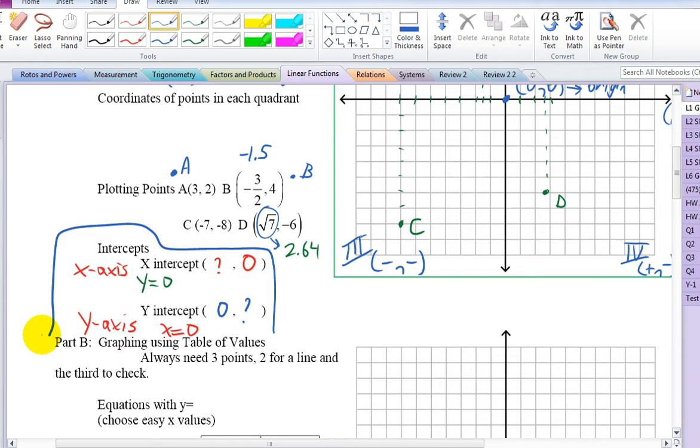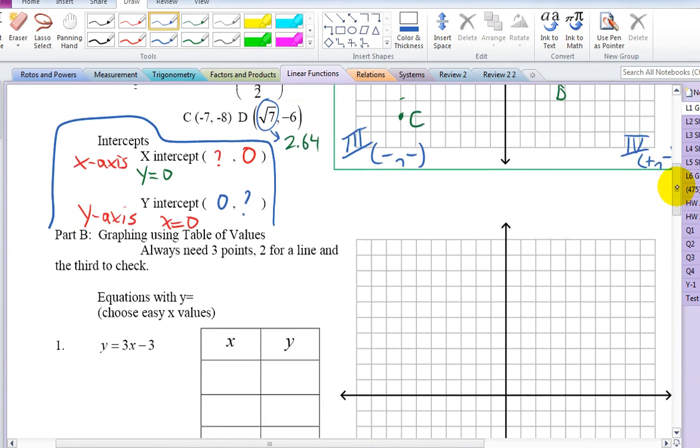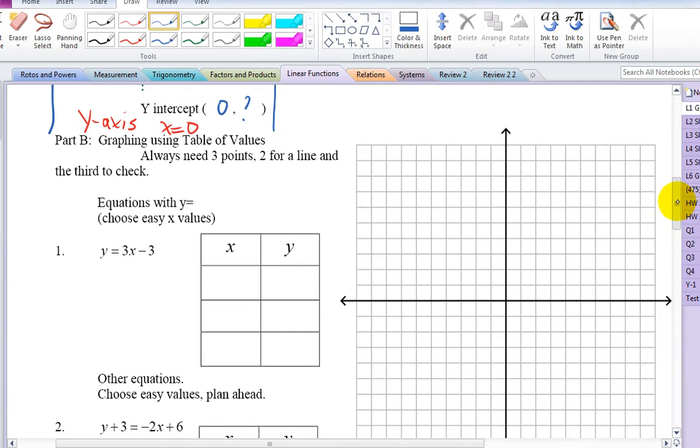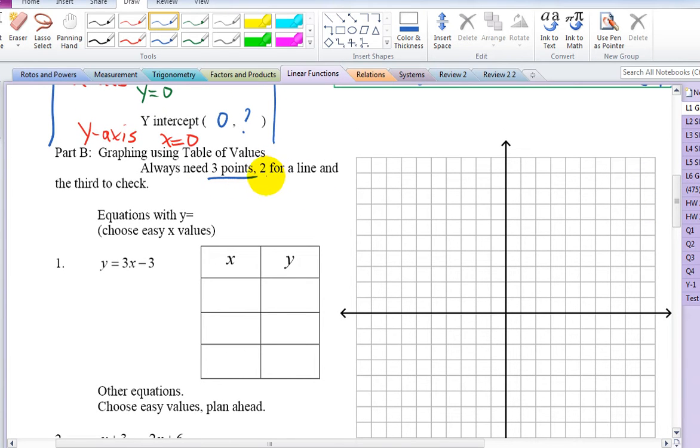All right. So then we're going to graph. We're always going to need 3 points, 2 points for a line and a checker point. So choose easy x values. Easy x values are 0, 1, 2. Now my teacher said, you should go -3, -2, -1, 0, 1, 2, 3. It's a lot of work. We're not there yet. So we're just going to start off basic and do 0, 1, 2.